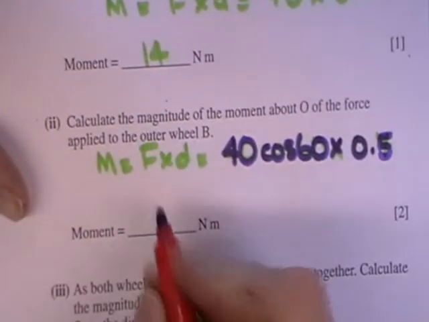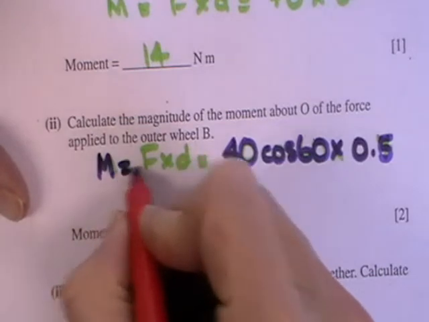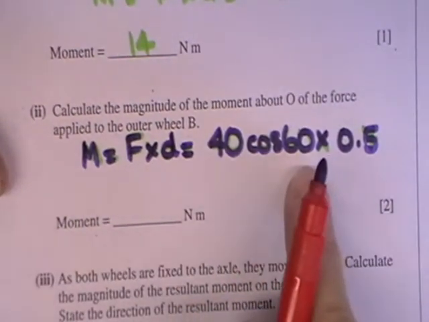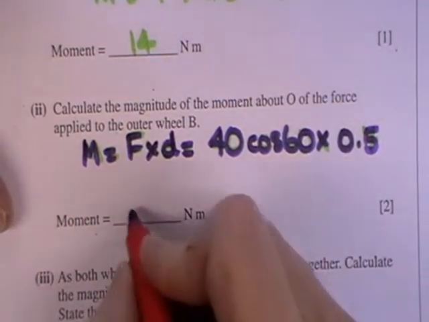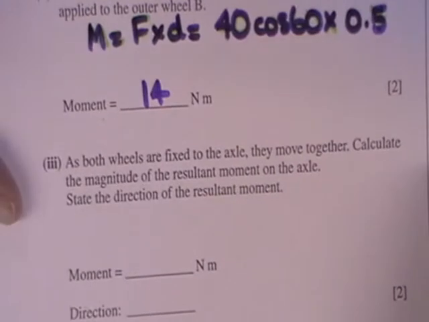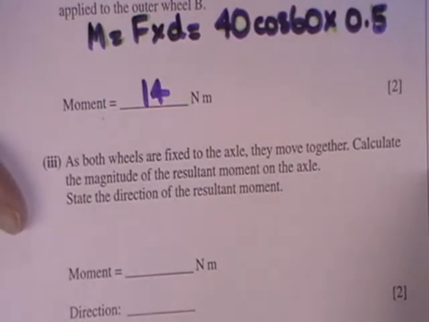So I already have it written in here, I'm just writing it over in a better colour. Moment equals force by distance, and that's 40 times the cos of 60 times a half, and that comes out as 14 newton metres. As both wheels are fixed to the axle, they move together.